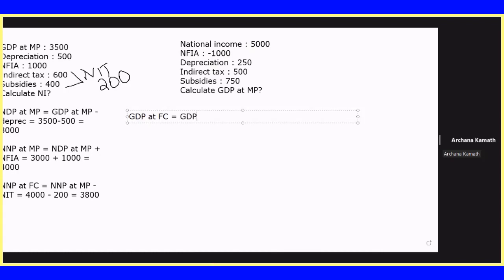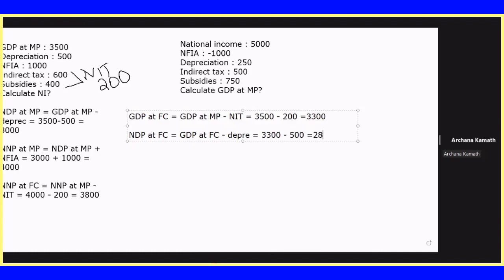How can that be done? GDP at market price minus net indirect tax is going to give me GDP at factor cost, right? So 3,500 minus 200 is GDP at factor cost. From there, can I go to NDP at factor cost? NDP at factor cost is GDP at factor cost minus depreciation, right? If you deduct depreciation from gross, you will get net. Depreciation is 500, so 2,800 is your NDP at factor cost.